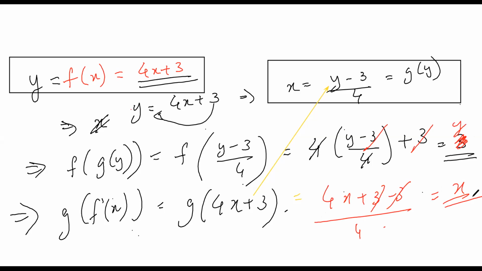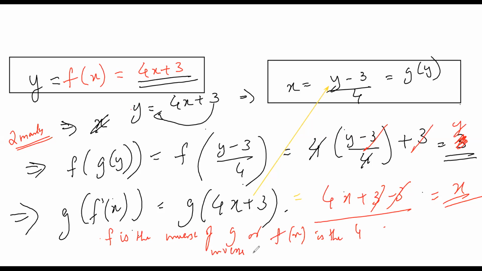So this is 2 marks. If you write up to this, 2 marks. And the question is what? Invertible, or find the inverse. So you should write f is the inverse of g, or f of x is the inverse of g of y. For this one line, you are again going to get 1 mark. So totally you'll get 3 marks in this. Is it clear for everyone?